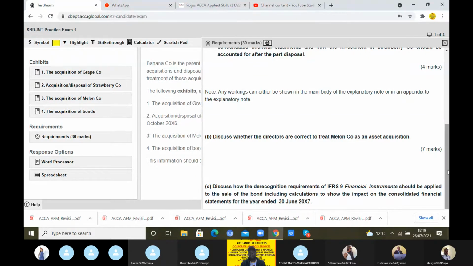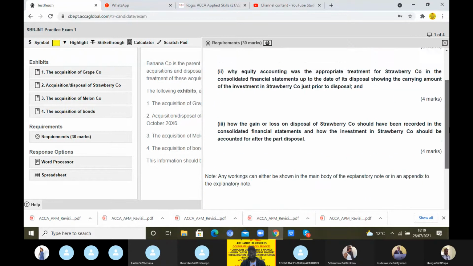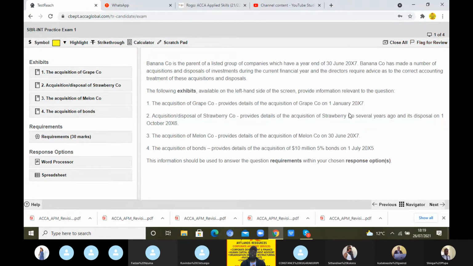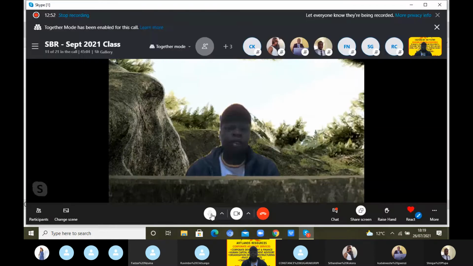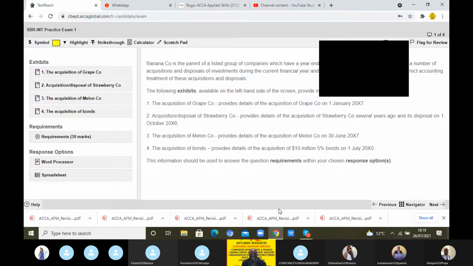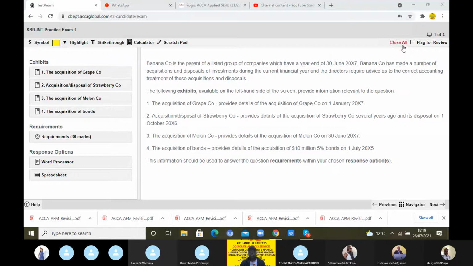So this now tallies to 30 marks. This is where your 30 mark question is. So what you do is you can close this to make your workspace clean and now go exhibit by exhibit. Sorry for that. So you can now proceed exhibit by exhibit.